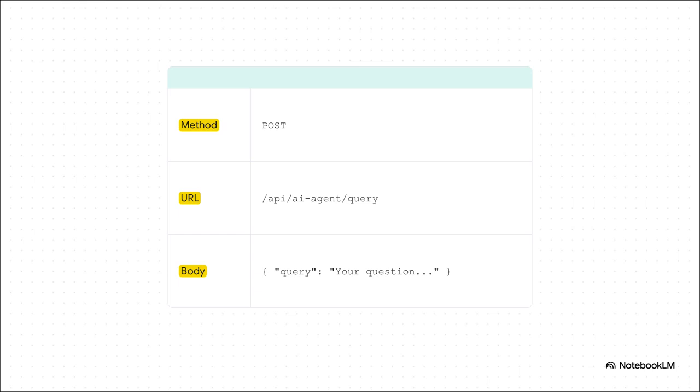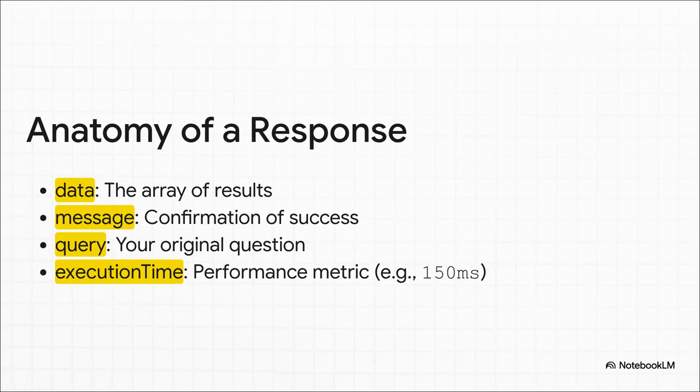So to send your own question, you're going to switch over to a POST request. The URL is now /API/AI-agent/query, and in the body, you just put that simple little JSON structure. Just swap out your question here with whatever it is you want to ask your data. The response you get back is just as well structured and helpful. The data array, that's where your results are, you get a confirmation message, and it even echoes back your original query along with the execution time. So everything you need is right there in one place.